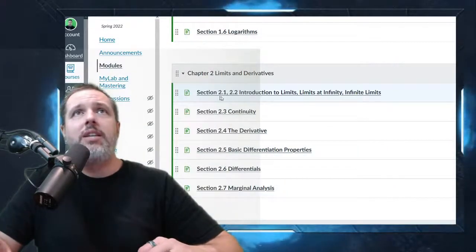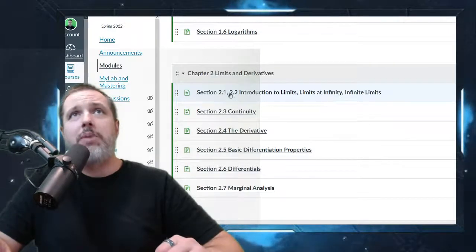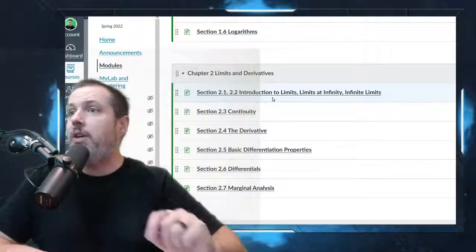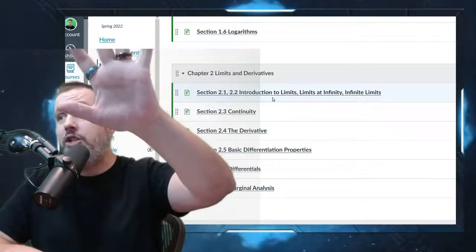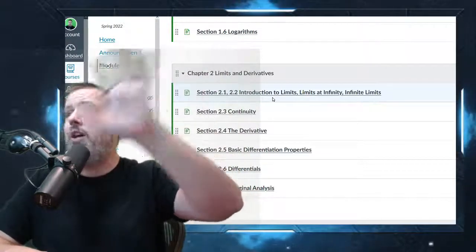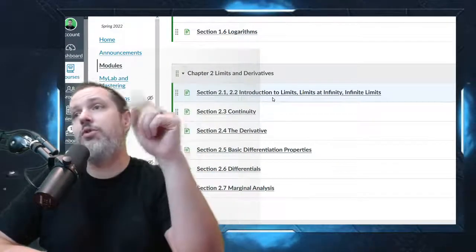You can expect to see a bunch of limit problems. I'm going to give you graphs and say figure out the limit of this graph. I'm going to give you functions with no graph, say figure out the limit. All those kinds of problems you've been doing on the homework, you're going to do them on the test.